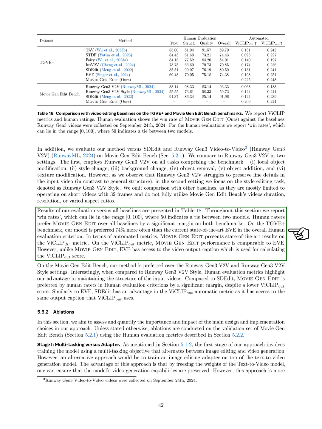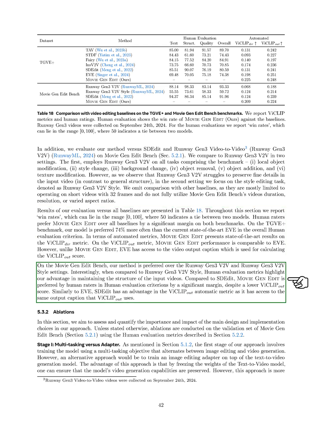Our evaluation results show that human raters significantly prefer our model over all baselines. On the TGVE Plus benchmark, our model is favored 74% more often than the current best model. In automated metrics, our model achieves top results on one metric and performs comparably on another, despite the other model having access to additional information. Overall, our method is preferred over Runway Gen 3 video-to-video and demonstrates advantages in maintaining the structure of input videos compared to stochastic differential editing.